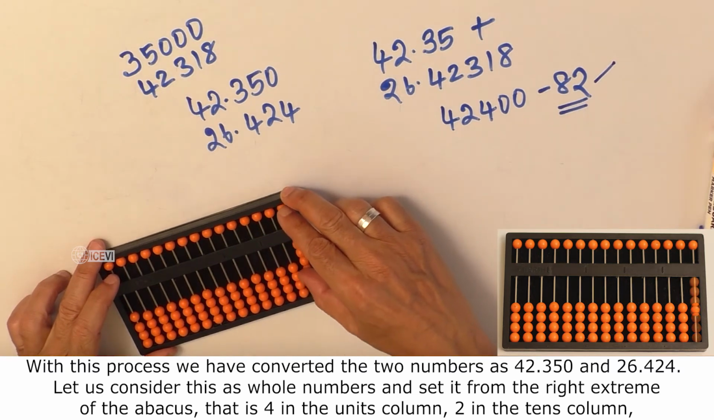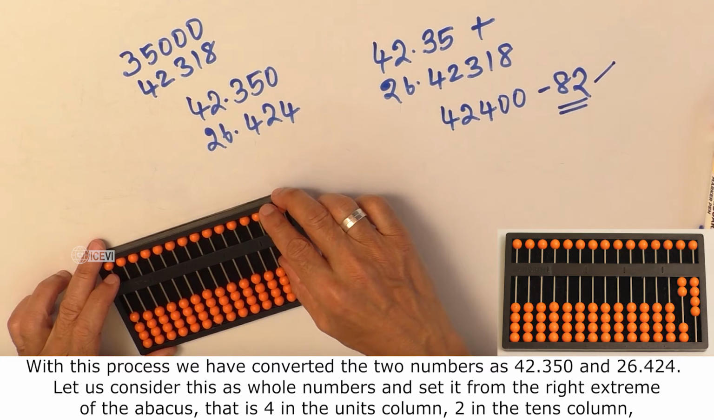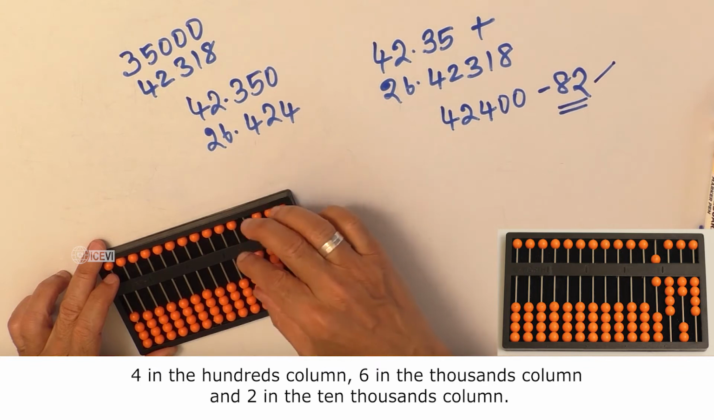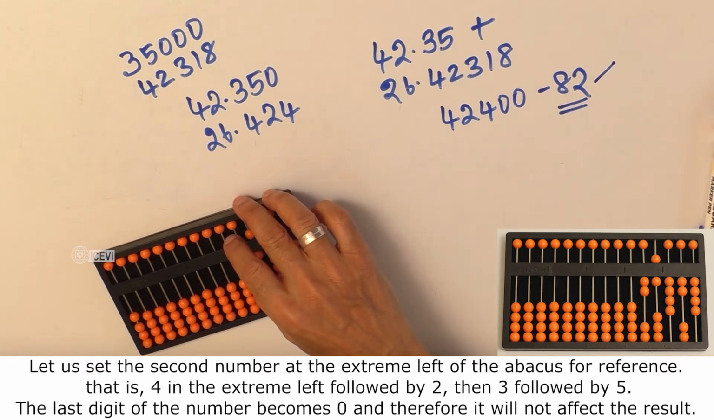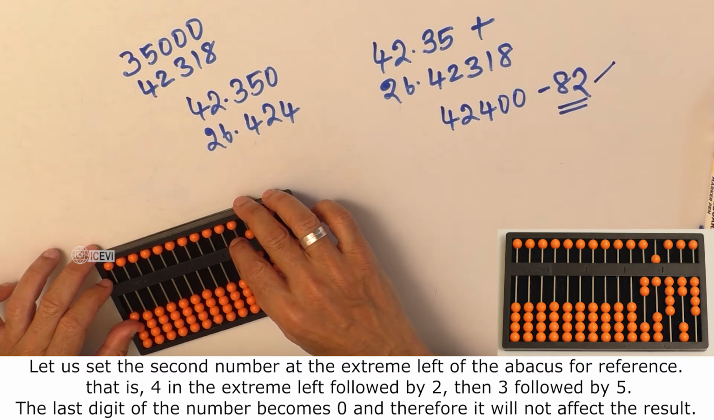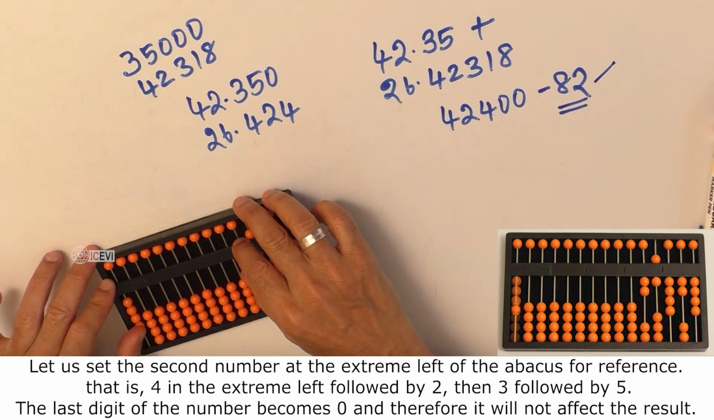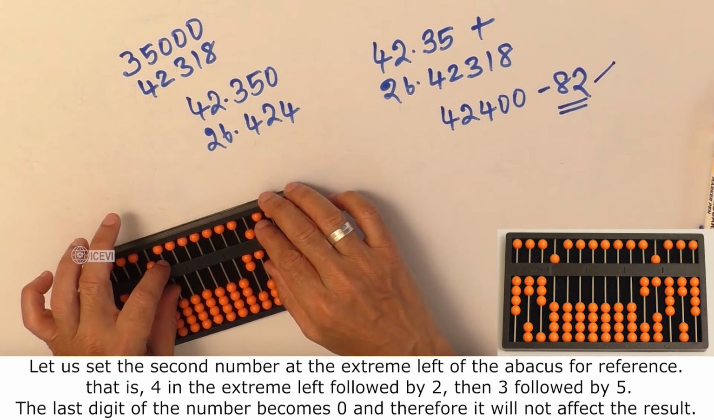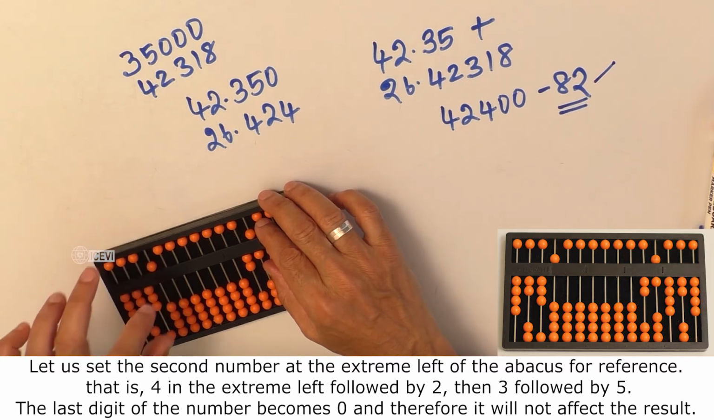That is 4 in the units column, 2 in the tens column, 4 in the hundreds column, 6 in the thousands column, and 2 in the 10,000s column. Let us set the second number at the extreme left of the abacus for reference. That is 4 in the extreme left, followed by 2, then 3, followed by 5. The last digit of the number becomes 0 and therefore it will not affect the result.